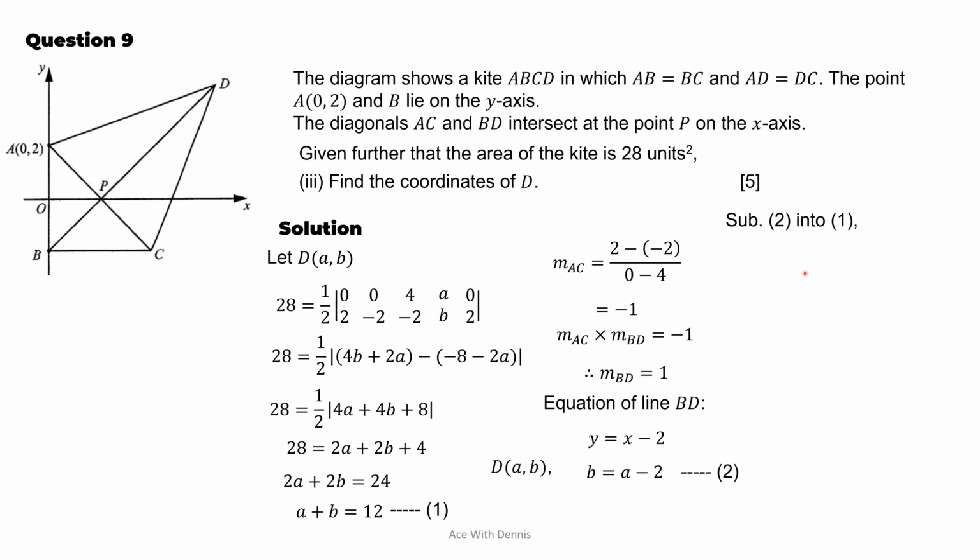For this case, I can choose the substitution method. We substitute equation 2 into equation 1. So this is what we get. a plus a minus 2 equals 12. Right, and we can see that the unknown b is eliminated. So 2a equals 14. Therefore, a equals 7. Now we can find the value of b. So for b, we use this equation, right? b equals a minus 2. Since a is 7, then b equals 7 minus 2. And we get b equals 5. Hence, the coordinates of D will be (7, 5).